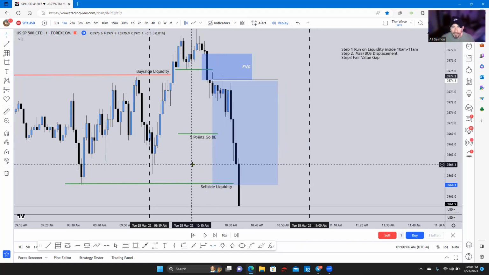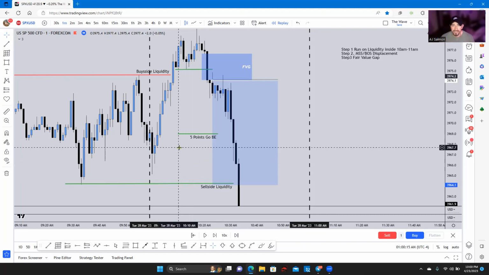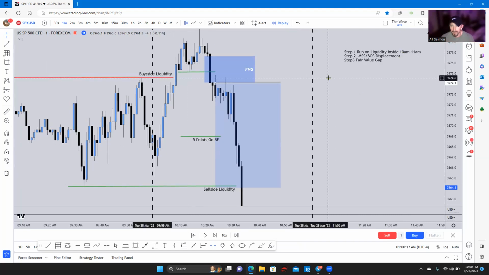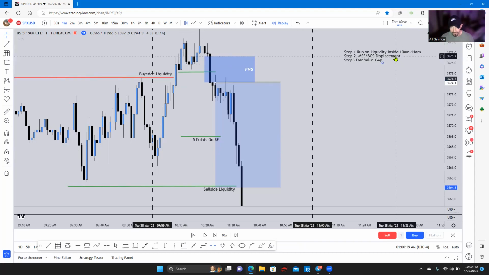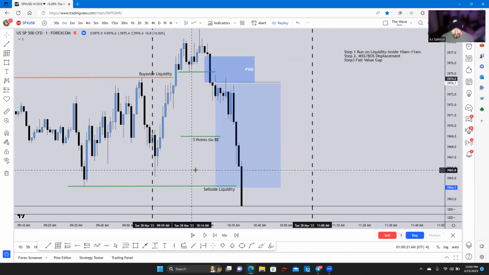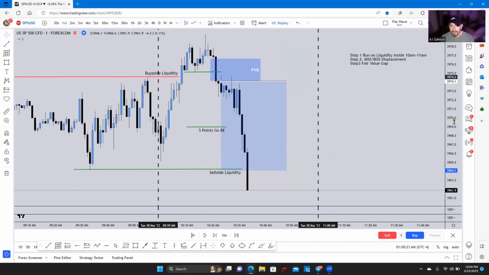And boom, right there. Now, this happens day in, day out from 10 a.m. to 11 a.m. You don't need a daily bias. You just need these steps: run on liquidity, displacement, fair value gap, targeting the opposite side liquidity. This is your silver bullet setup.